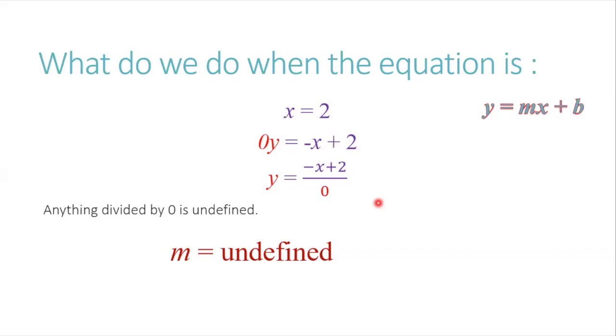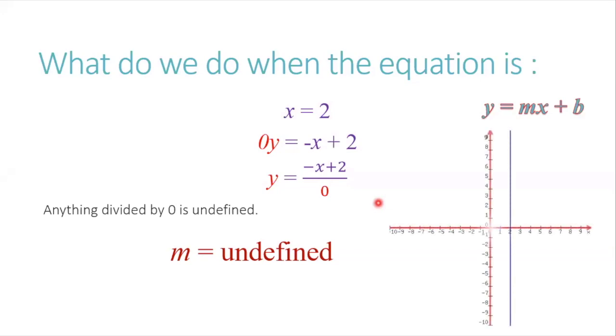And so let's look at the graph as extra validation for why this is undefined. So the graph of x equals 2 looks like this. It's going to be a vertical line that cuts the x-axis at the point 2. And if you remember from the orientations lesson, all vertical lines have an undefined slope.